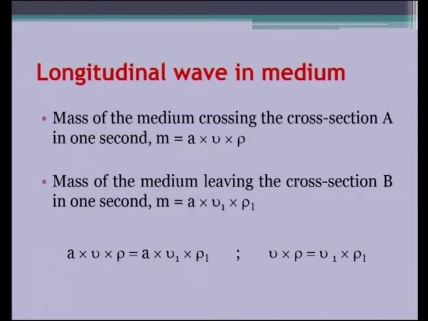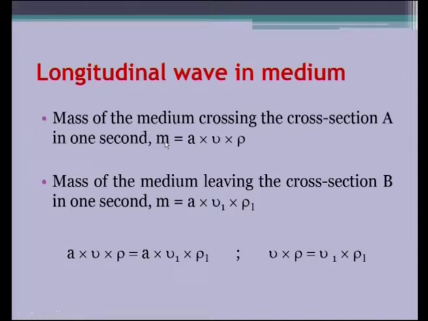The mass of the medium crossing the cross section A in 1 second is given by this expression: A multiplied with V multiplied with rho. Here A is the area of cross section, rho is the density, and V is the velocity with which the medium is entering into the region A. When we multiply V and A, V is the distance in 1 second, so this will give us the volume, and if we multiply the density we will get the mass.